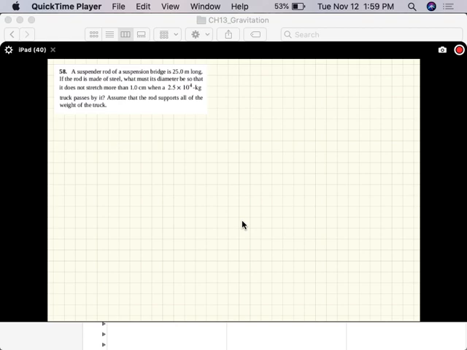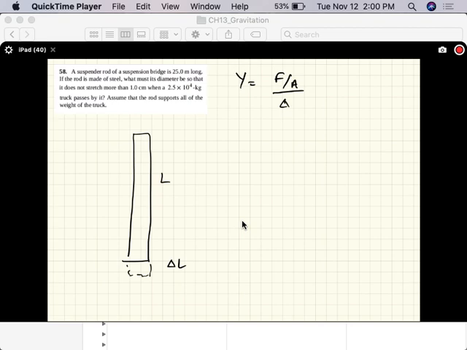All right, so there's L, and you don't want it stretching. The stretch is 1 centimeter. Again, Young's modulus is stress over strain. And by the way, the stretch should not be more than 1 centimeter when a 25,000 kg truck passes by. I didn't draw it. Assume that the rod supports all of the weight of the truck.